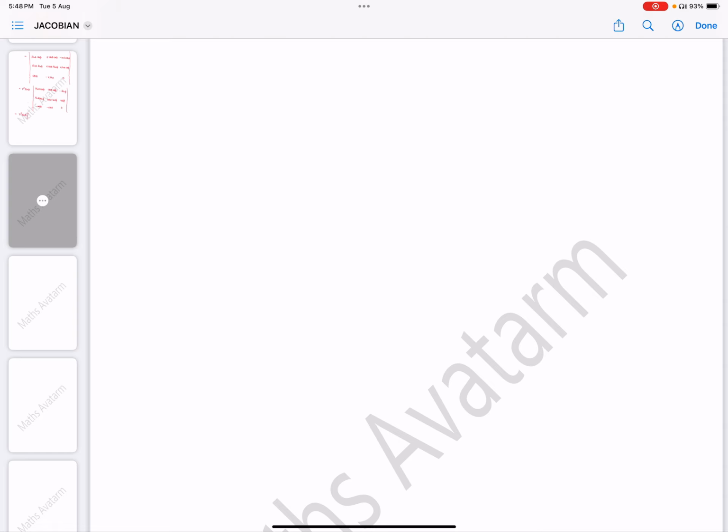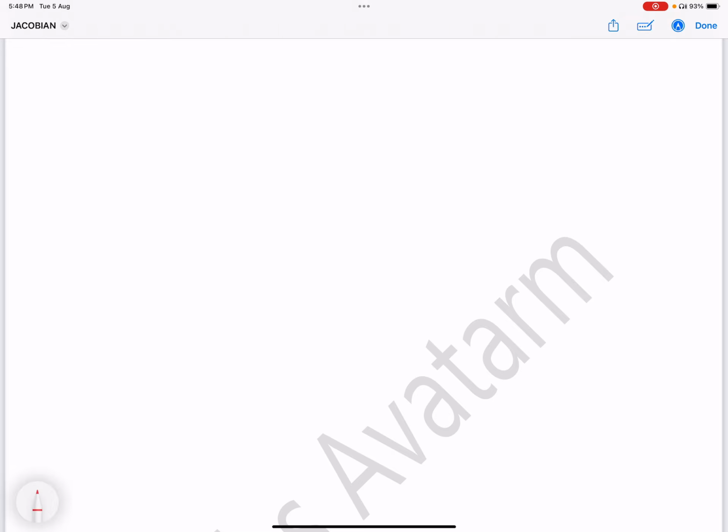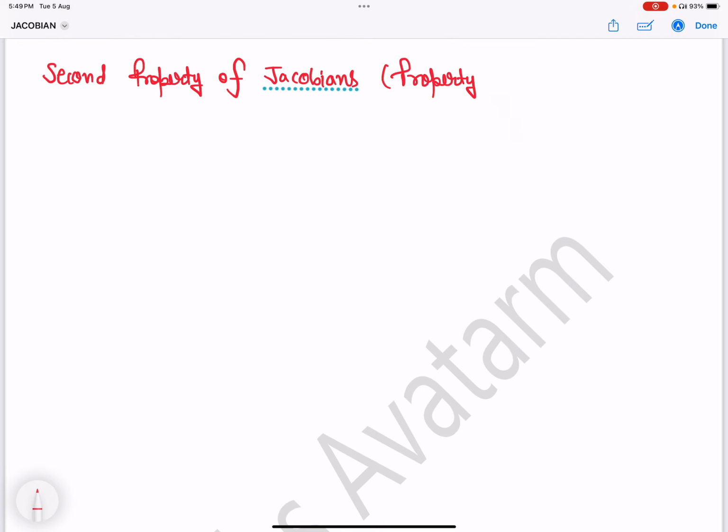Today we are going to see the second property of Jacobians. Or you can say property second.